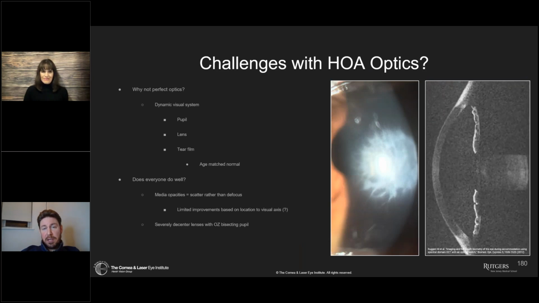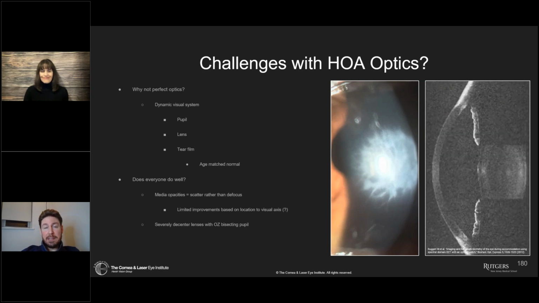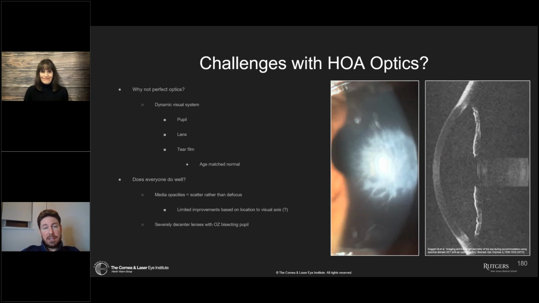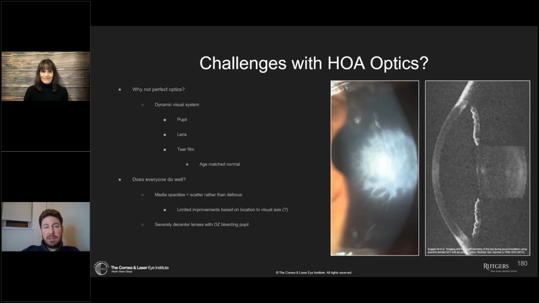Perfect. Some challenges that can occur if you have opacities within the media. Opacities cause scatter, not necessarily aberrations, but we do find that even these patients do have some improvement. So it's not a totally lost cause. More research is needed in these areas to find all the limitations.